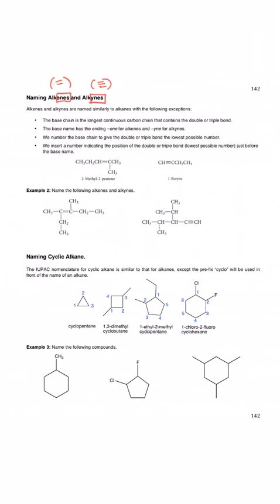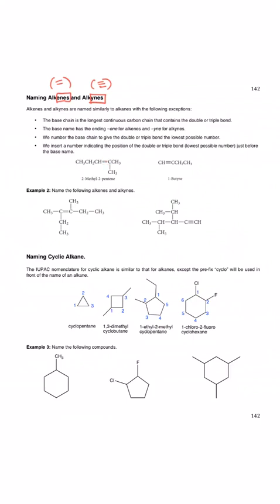Okay, what do I mean by that? Let's take a look at the first example here. So the first example, we are going to find out the longest continuous chain. So 1, 2, 3, 4, 5, right? 1, 2, 3, 4, 5, that's also the same. So therefore, there should be 5 carbon total. And this longest continuous carbon chain contain double bond as well, so that's good.